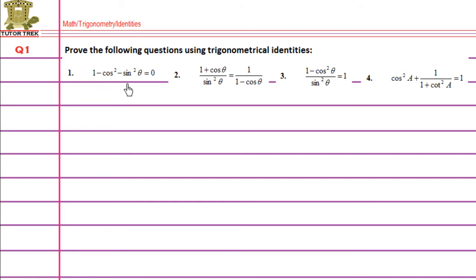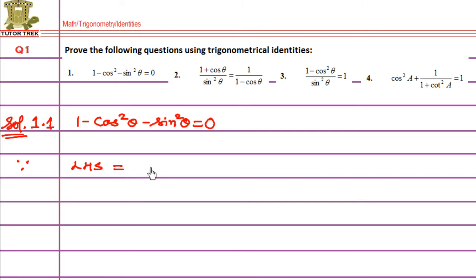First I would like to explain how to solve this question. We start with question number first. Now we see the solution for this question. Solution for first. The question we have is 1 minus cos square theta minus sin square theta is equal to 0, because LHS is equal to 1 minus cos square theta minus sin square theta.